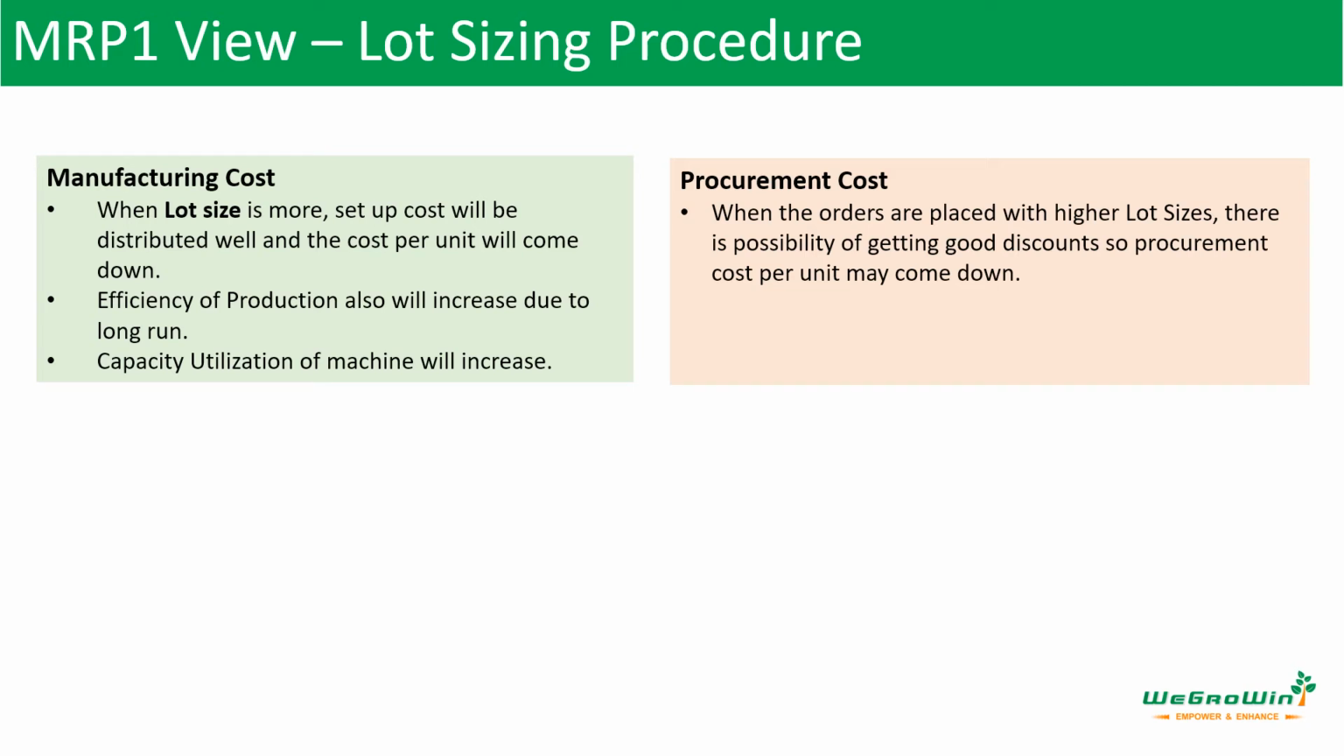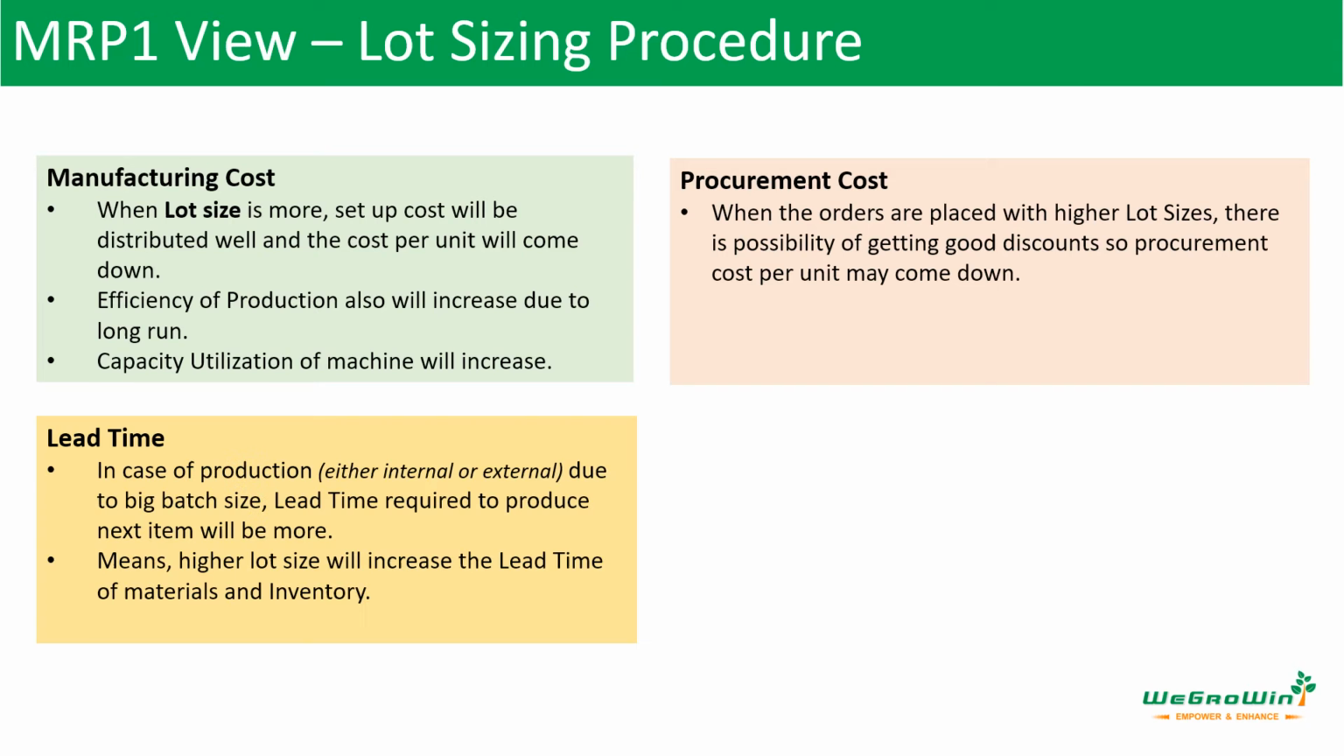When they place orders with higher lot sizes, like instead of placing an order of 100, if they place 1000, they can get a good discount, right? So the procurement cost per unit will come down. So they will get good efficiency from the procurement point of view. So they need a higher lot size.